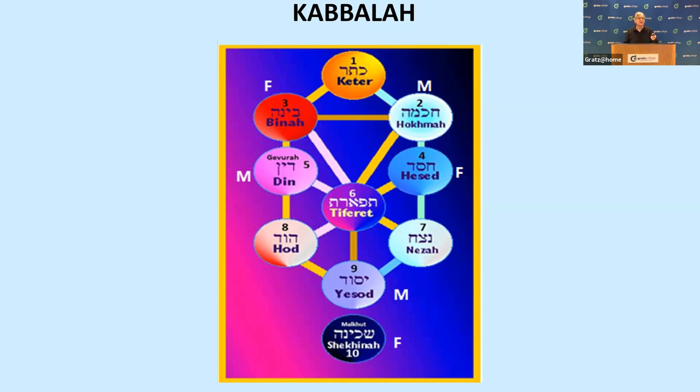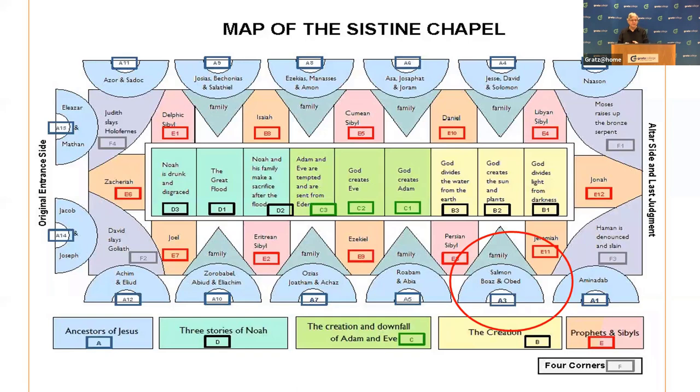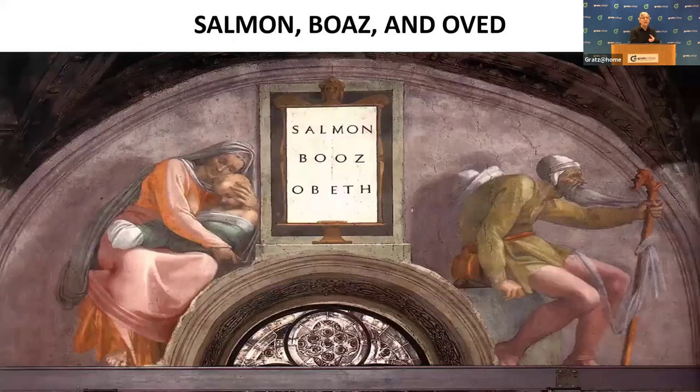So let's return to the Sistine Chapel. Let's look at the second image of the ancestry of Jesus, which is the second one that's circled here for you to see. Okay, this is Salmon, Boaz, and Obed. These names are from chapter 4 in the book of Ruth, and these are three of the ancestors of King David. Obed becomes the father of Jesse, who is the father of David. So you see the Davidic lineage.